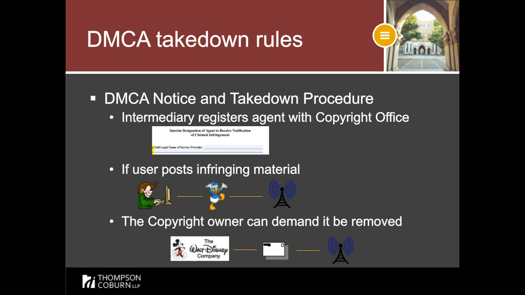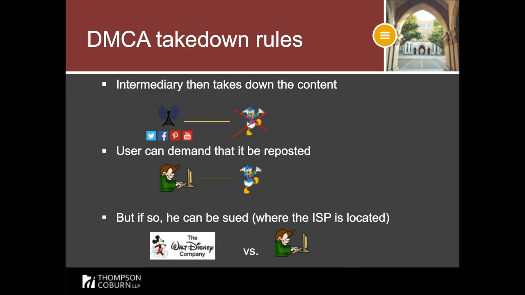Then, if a user posts infringing material on your site, and in my illustration, they're posting a Disney character, obviously infringing character. The Copyright Office then demands to your agent, to the agent you register with the Copyright Office, that it be removed. That's the notice. Next comes the takedown. You then take down the content. That's usually the end of it. You've taken down the content, the copyright owner is satisfied, the infringer usually is not going to do anything else.